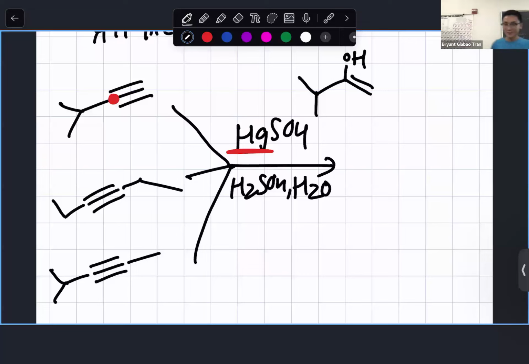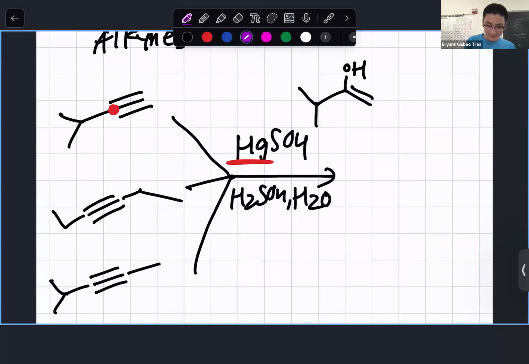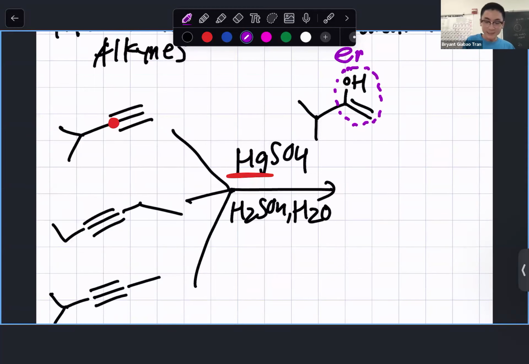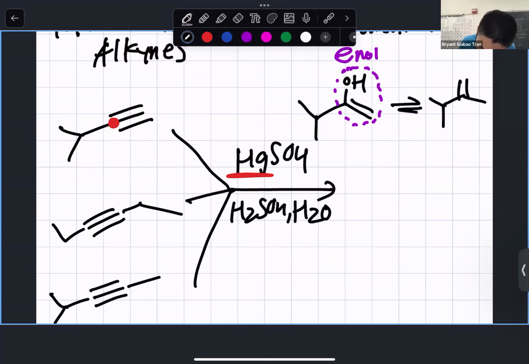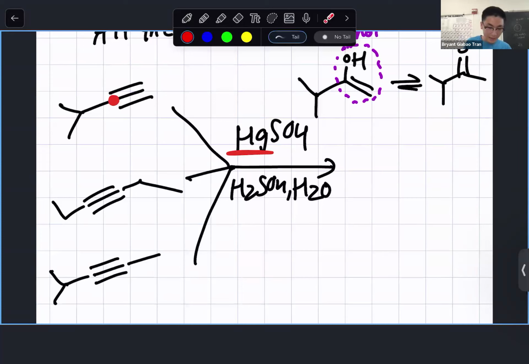But we don't stop there. What else do we have to do at this point? What is this functional group here? Enol, right? Tautomerize into the carbonyl. Nice. So we formed a ketone here, specifically a methyl ketone from a terminal alkyne. How many different products would we get for the symmetrical internal alkyne, and how many for the asymmetrical internal alkyne?